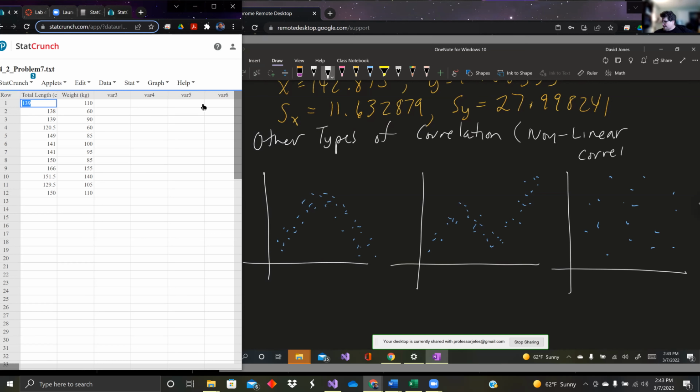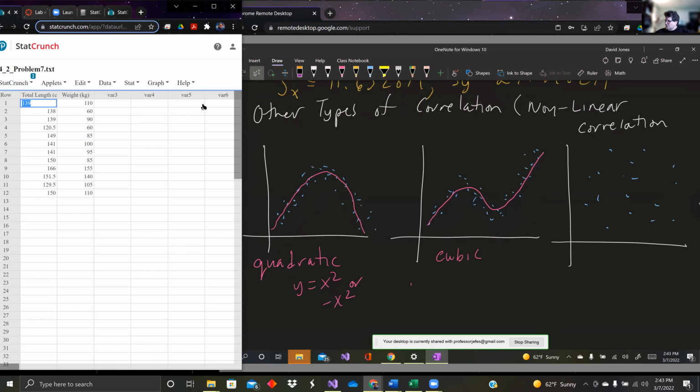Nonlinear correlation, because when I make that red line, the best fit line, it's no longer straight. Here I would be following a curve. Here it's following a curve. So this might be quadratic or squared correlation, like y equals x squared or negative x squared. This could be cubic correlation, y equals x cubed or negative x cubed if it's going upside down. And then here, can I make a line? I don't really know. The data may not be correlated at all. No correlation between X and Y.